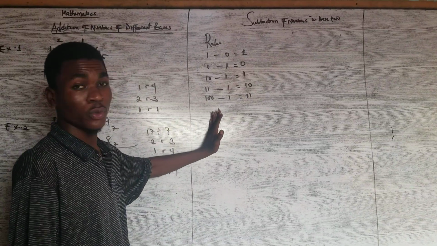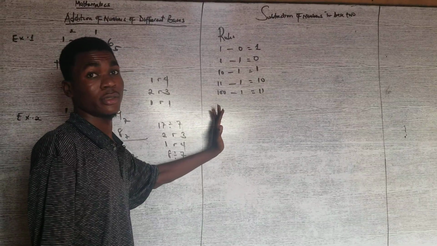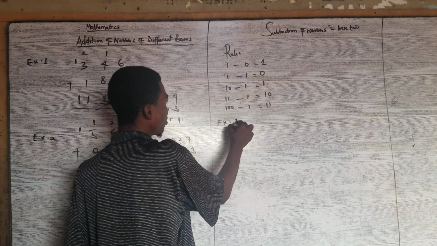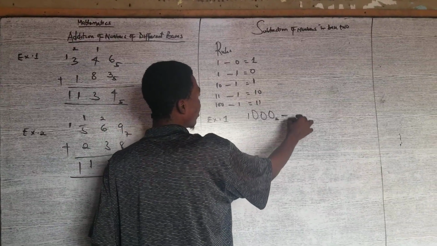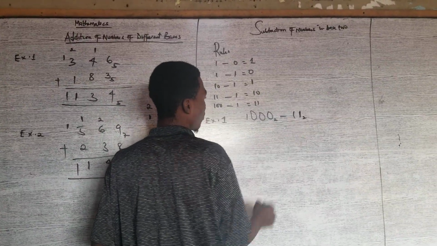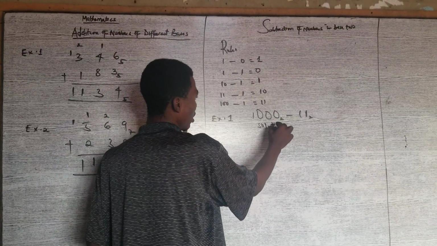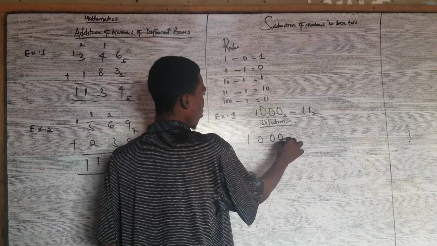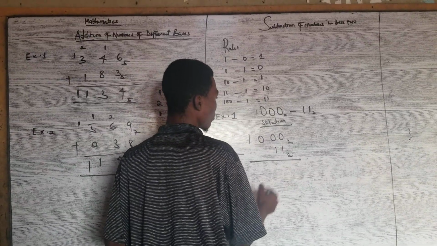I'll teach us 2 methods, or 3 methods, that this entails. So the first question is, let's solve example 1 on subtraction. If we're having 1000 base 2 minus 11 base 2, what are we going to do? Solution. We're going to write 1000 base 2 minus 11 base 2.